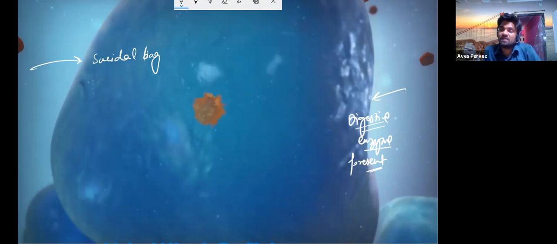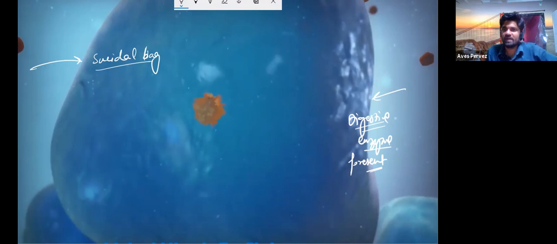These digestive enzymes can digest anything. If the lysosome bursts, then the whole cell will ultimately die, or get digested. It will consume every cell organelle. So this is why we say that this is the suicidal bag.